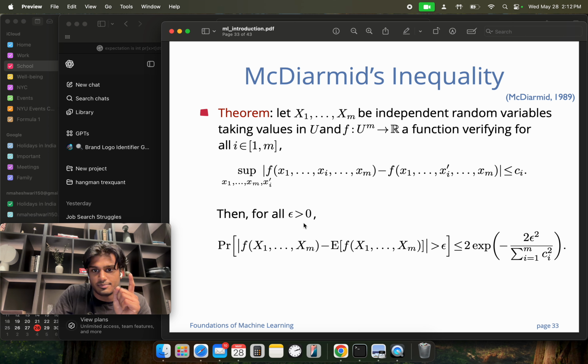Then for all epsilon, this function on random variables minus its expectation on those random variables can be greater than epsilon with no more than exponential decay in the ci square.